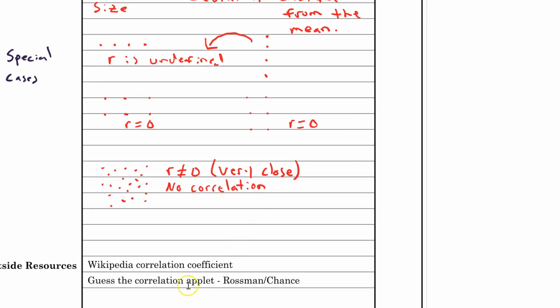Now, for my money, if I only had 5 minutes to talk about correlation with the students, what would I do? I would bring them to this last link here. Guess the correlation applet, Rossman Chance. These are two statisticians who have done a lot of work recently with regards to statistics education. So Google guess the correlation applet.